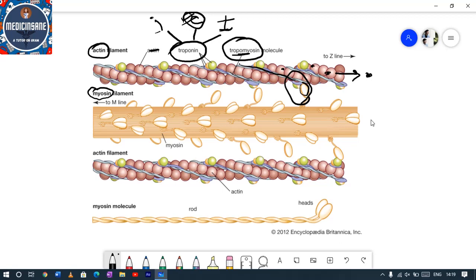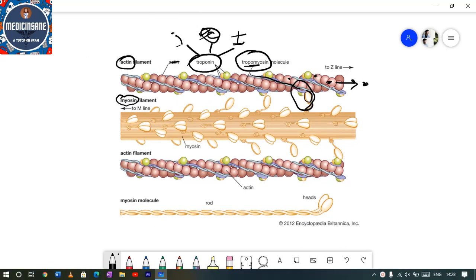There are such configurational changes which lead to the removal of the blanket which is spread out by the tropomyosin molecule, and the actin's active sites are being exposed, and now also the ATP which is available here is going to break down, and the myosin head is going to bind to the actin's active site, right?